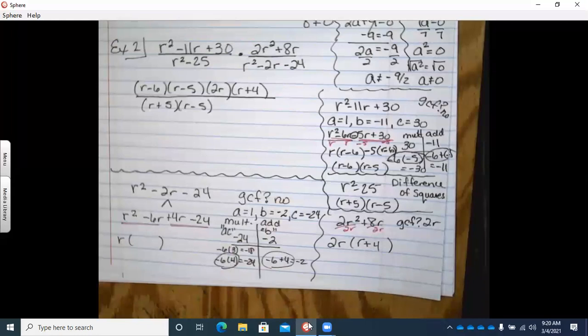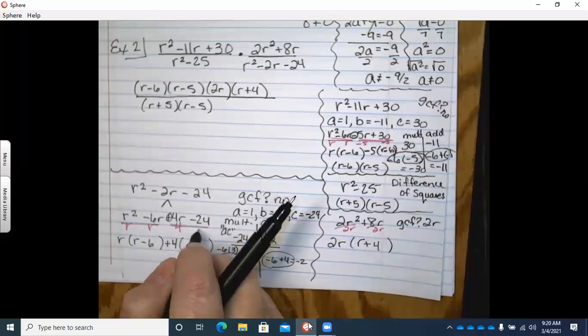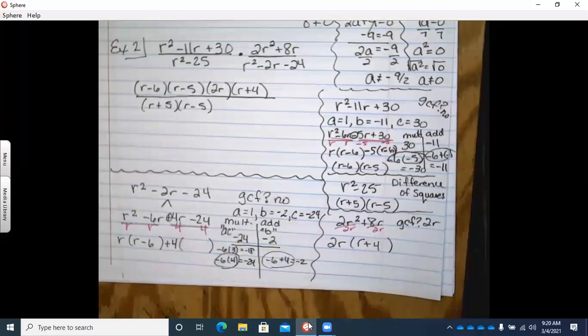So I'm going to divide each of those terms by R. What's R squared divided by R? R. What's -6R divided by R? -6. What's going to be the sign of the GCF of the second group? Positive. And what is the GCF? 4. Very good. So I'll divide both of those terms by +4. What is positive 4r divided by 4? R. Negative 24 divided by 4? Negative 6.